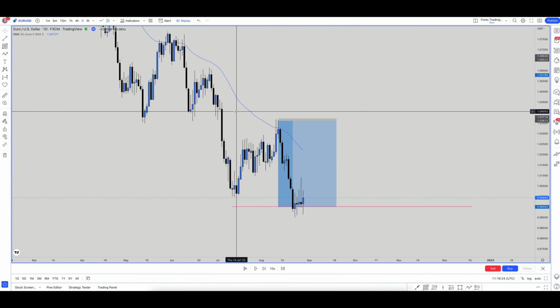But sniper entries, keep at it, understand your edge, have a trading plan, and then use that edge over and over again and over a number of trades. If your edge is correct, then you will be profitable.